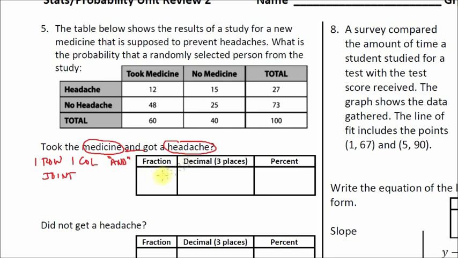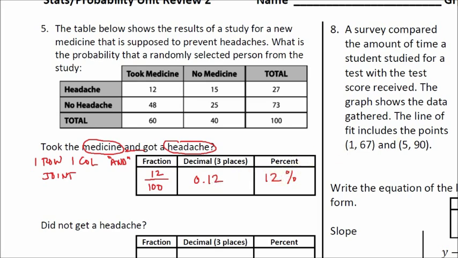Joint probability. So joint probability, we know the only one that doesn't use the grand total is conditional. That means we're going to have 100 in the denominator. How many people took medicine? Here we go. Took medicine and got a headache. That's 12 people. Took medicine and still got the headache. 12 out of 100 is 0.12, which is 12%. I love dealing with percents when you have 100 people or 100 in your denominator, because you can just do the math in your head.